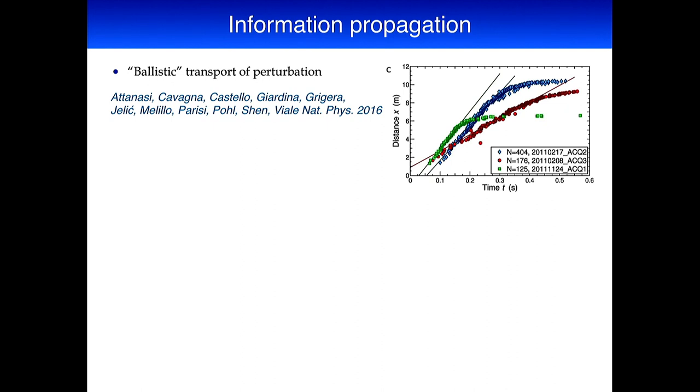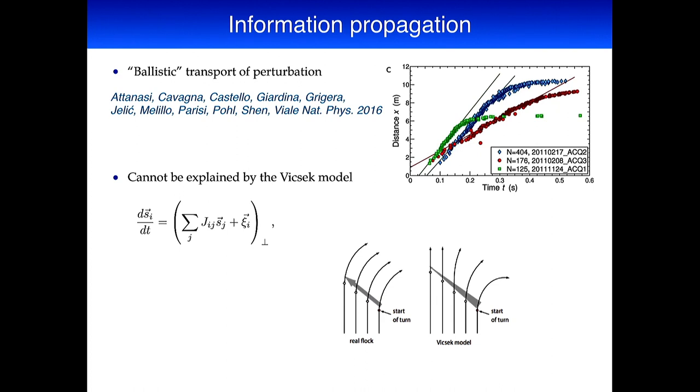In the previous paper, the Rome collaboration showed that there was a ballistic transport of information in the flock during turns. Basically, what this means is that when some bird is changing direction, this information propagates through the rest of the flock in a linear way in time, like a wave. But the Vicsek-type model, the kind of model that we have, would instead predict that when you have a turn, the information would decay as a function of distance.